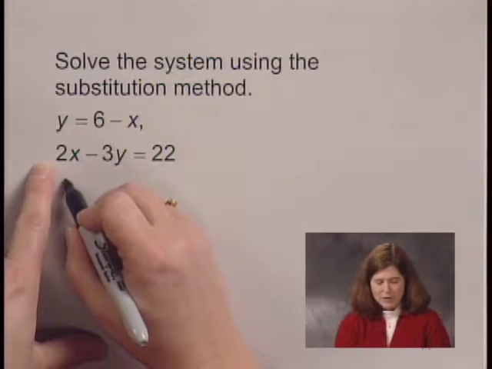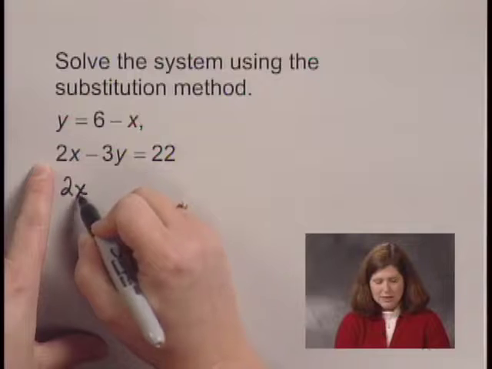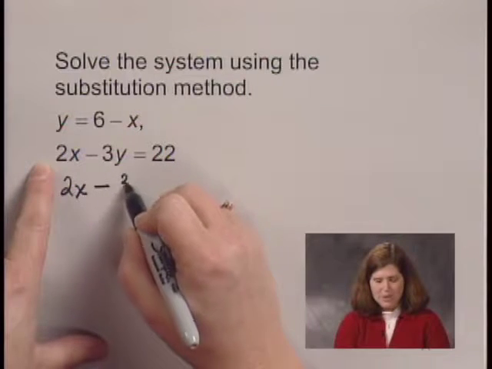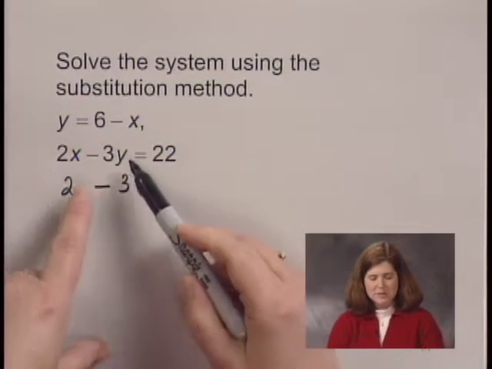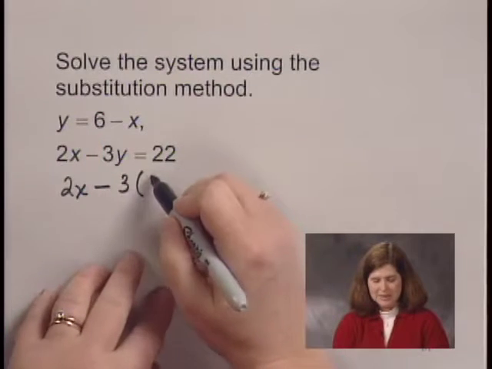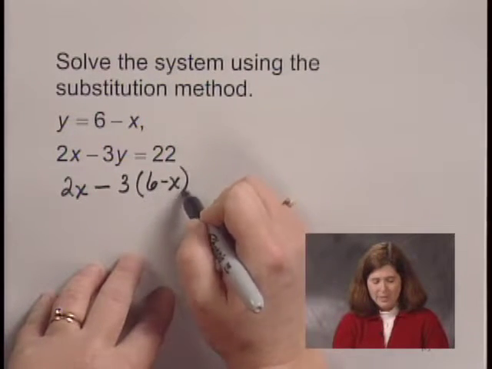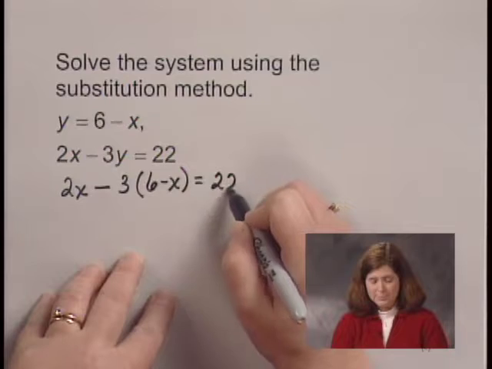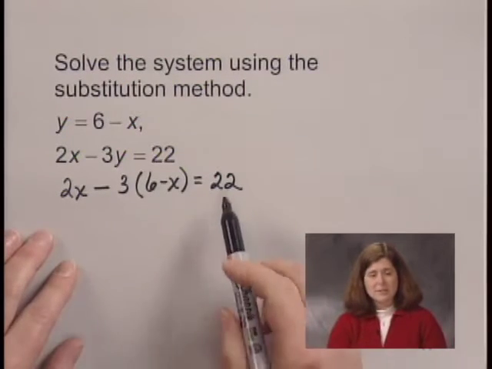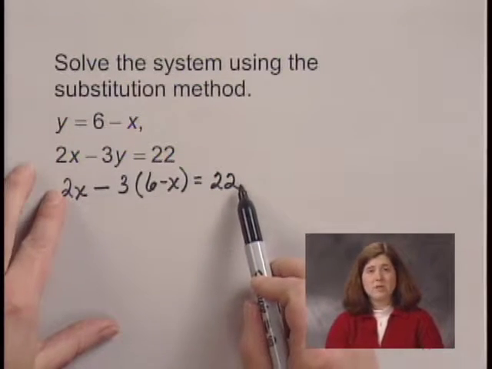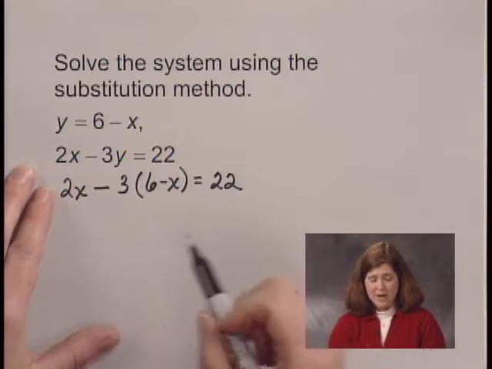So I have 2x minus 3 times, instead of y, I'm going to write 6 minus x. And that equals 22. Simplify. Notice here I have an equation with just x in it, so I'll be able to solve for x.